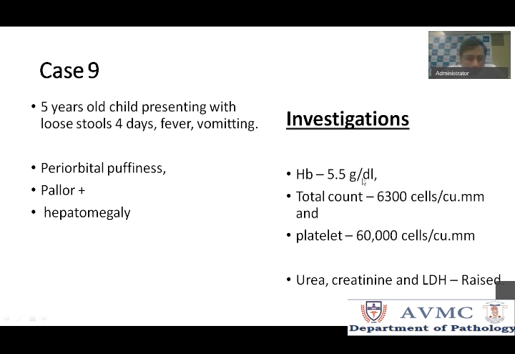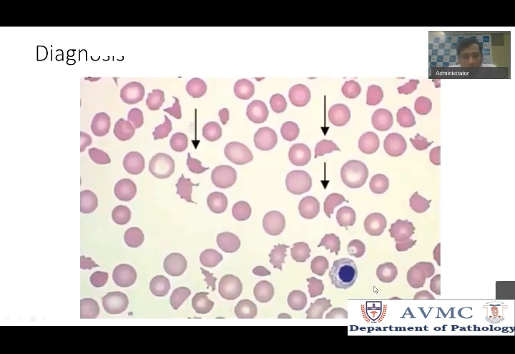When you have anemia and thrombocytopenia in a case of hemolytic anemia, you need to rule out an important condition called microangiopathic hemolytic anemia. Okay, I'll tell you what that is. In this patient, we did urea, creatinine, and LDH, and all were elevated. And this is the peripheral smear finding of the patient.